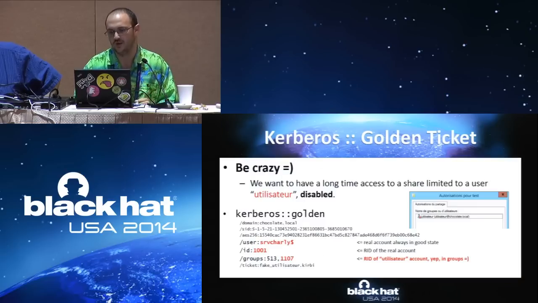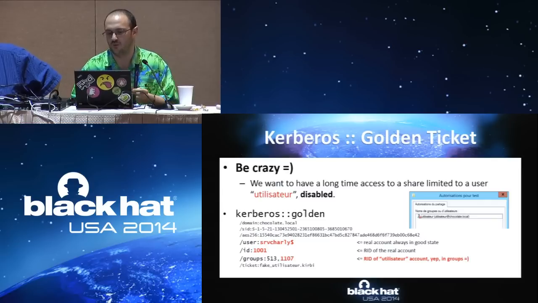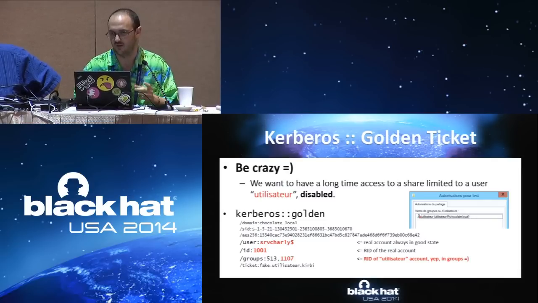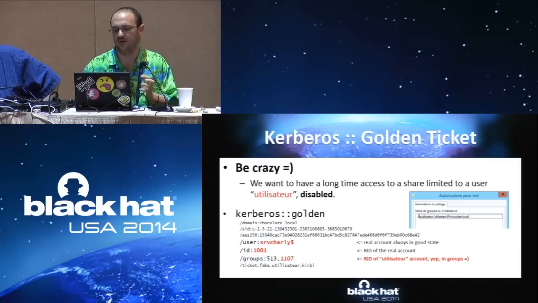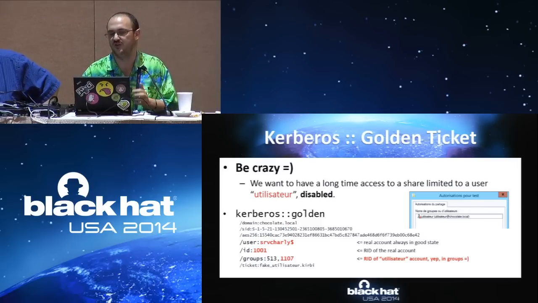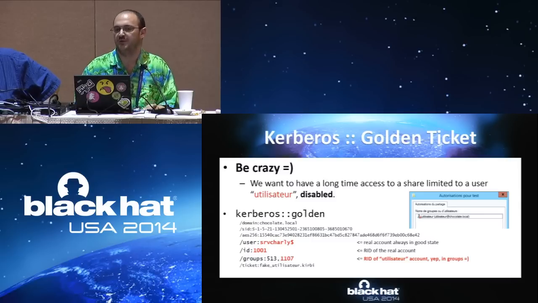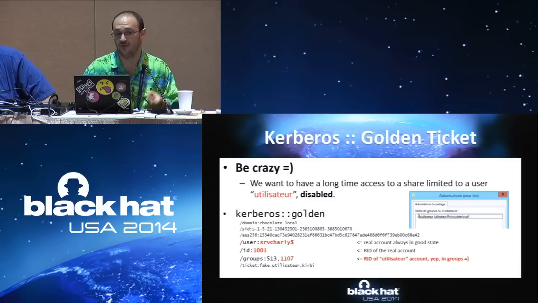But that's not all. Because we are crazy people, we want to access a remote share when the user is disabled. So in real life, nobody can access this share. But with a golden ticket, we will create a fake ticket, which in fact is a ticket for the domain controller. It's a normal account which is not disabled this time. And we will push in the group part of the ticket the ID of the user which is normally disabled. Because of the filter on the SID, we will be able to access the share, even after 20 minutes.